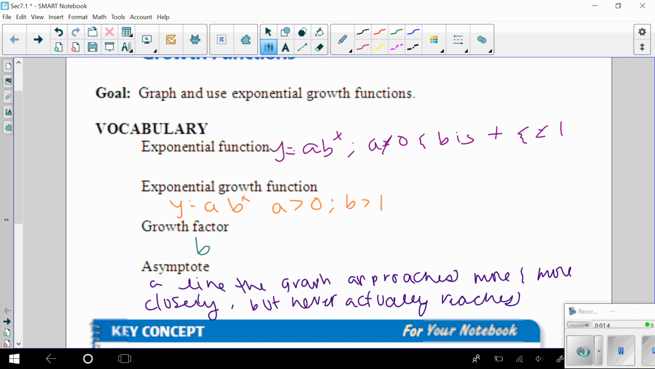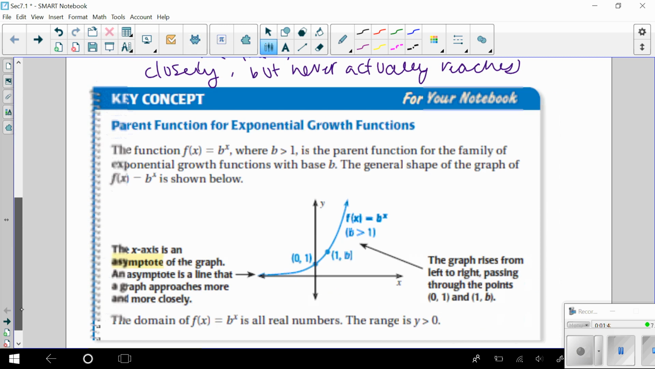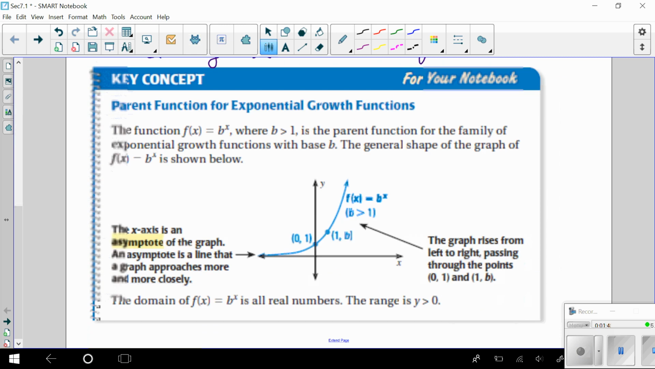So let's look at this key concept that's in your note sheets. The key concept describes asymptote. In this case, the parent function, where a is 1. So the parent function f of x equals b to the x power. That's like 1 times b to the x power. So b is going to be greater than 1. That's the parent function of the family of exponential growth functions with base b.